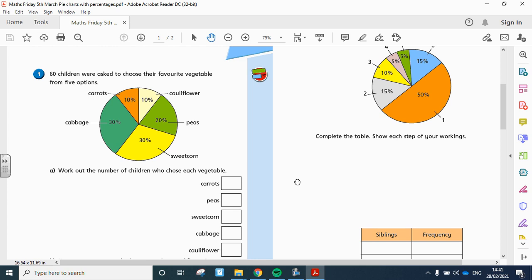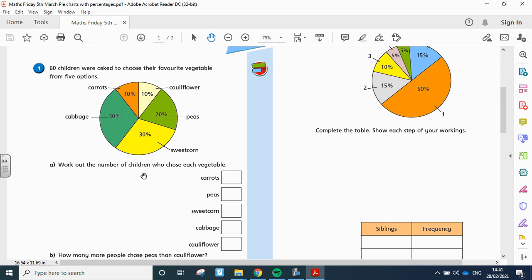So we have got another pie chart lesson, but this is pie charts with percentages. So just remember the pie chart, the circle is the whole thing, okay? That's the main thing we need to know. So 60 children were asked to choose their favourite vegetable, and they were given 5 options: cabbage, carrots, cauliflower, peas, or sweet corn. And it's given you here the percentages of children that say each thing. So out of 60 children, 10% have said carrots, 10% have said cauliflower. Work out the number of children who chose each vegetable.